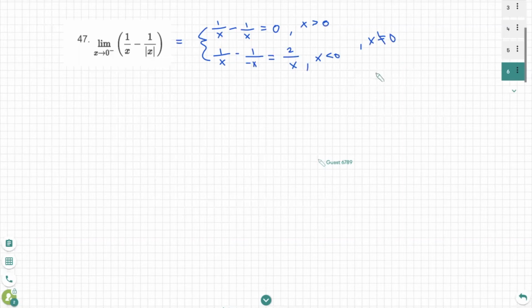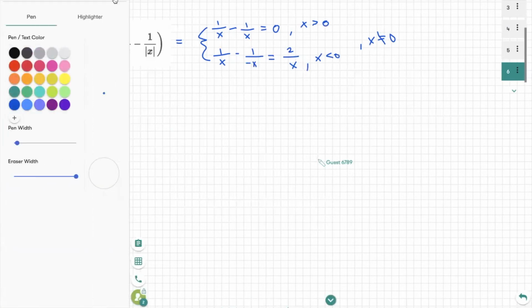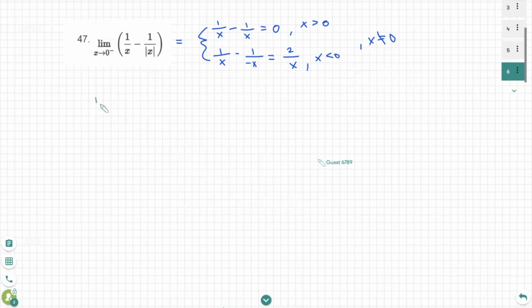Okay. So then what's the limit that we're actually looking at? The limit of the bottom function. Okay, so then what do you think this limit is? Plug in 0, we get 2 over 0, which is undefined. Or rather, does not exist.